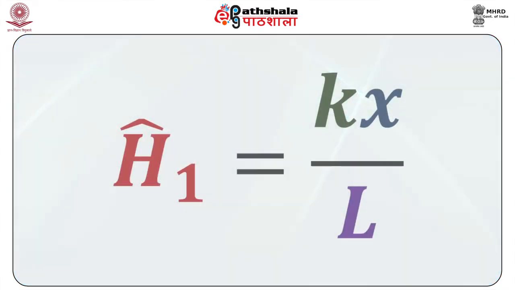Now, from the equations which we have already studied, we can see that the perturbation Hamiltonian for this particle in a one-dimensional box with slanted bottom will be H1 = Kx/L. K is a constant which represents the potential energy, and it will be constant for a given system. Since x can vary from 0 to L, H1 will vary between 0 and K.